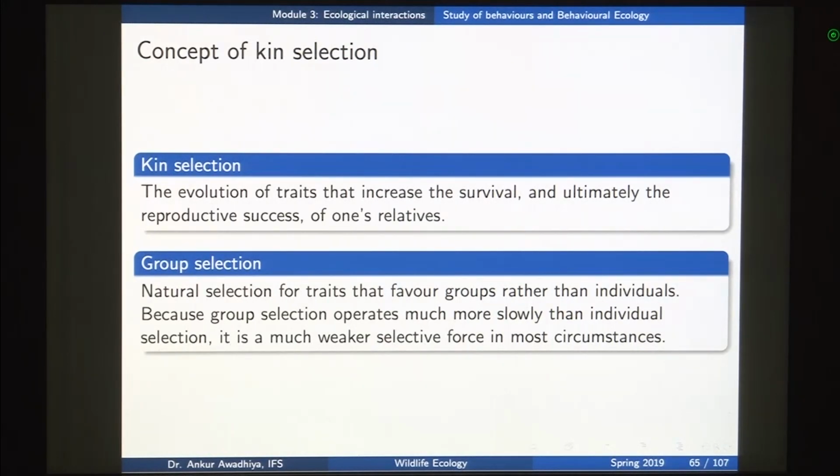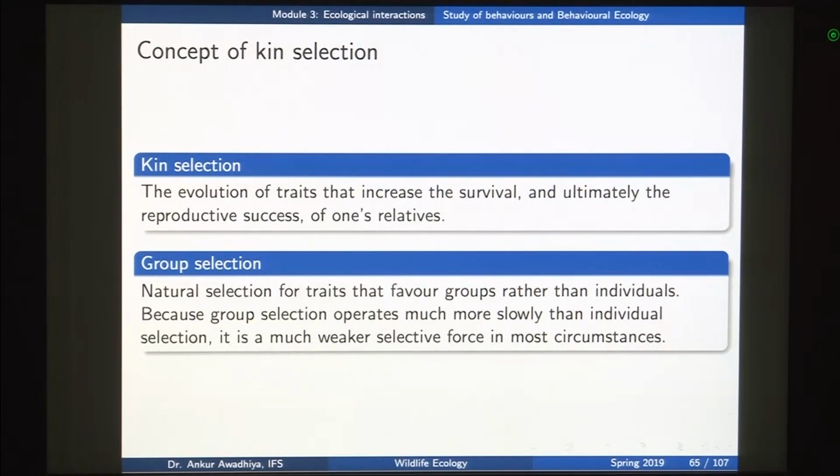So, the male puts much more price on saving itself than saving the group, whereas the female puts a much greater price on saving the group than on saving itself, because it has more genes that are common with the group. So, here we have the concept of kin selection, and kin selection says the evolution of traits that increase the survival and ultimately the reproductive success of one's relatives.